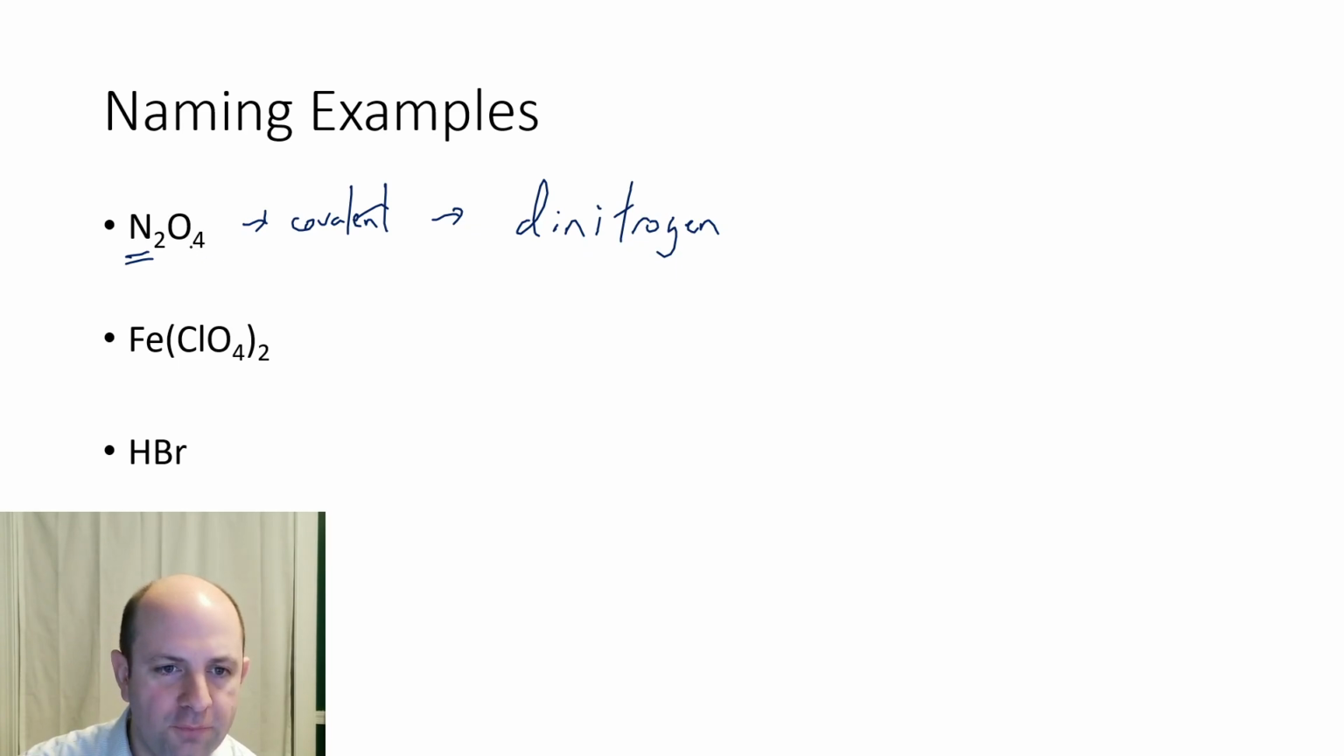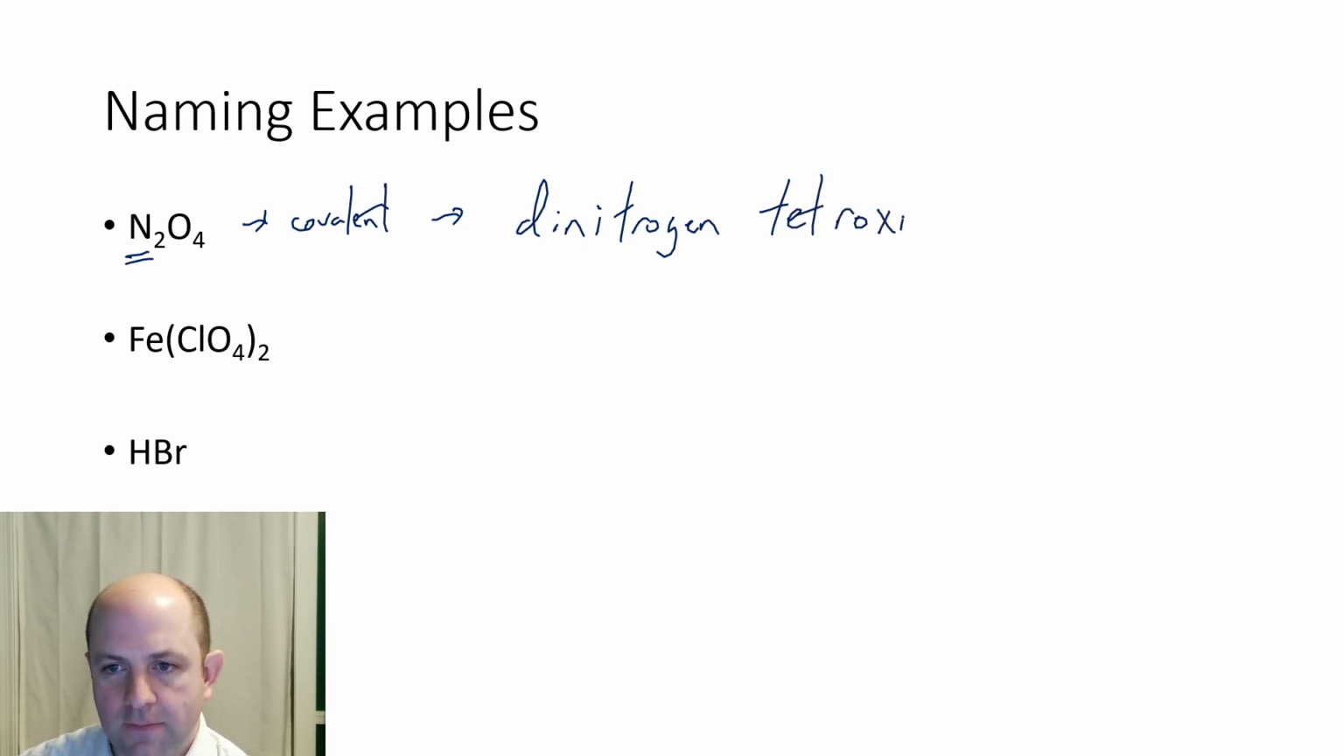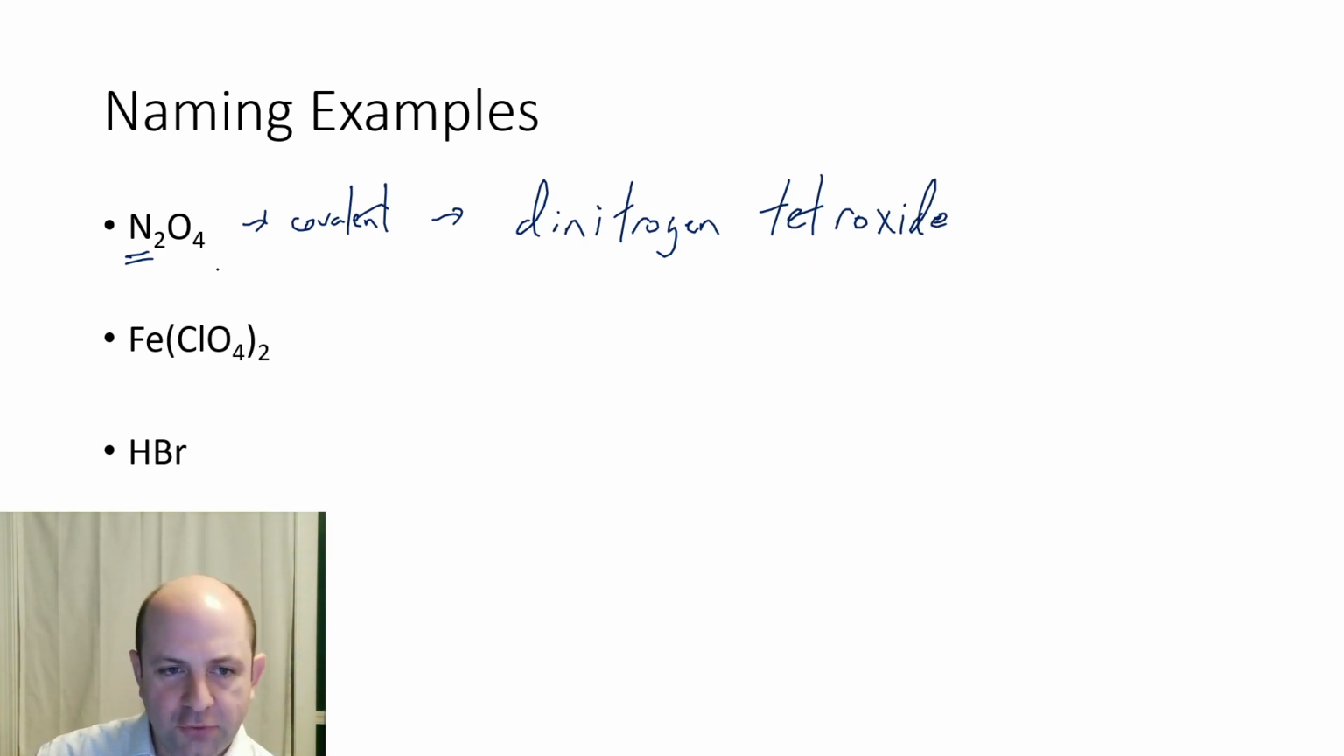And then we have O4. So O is oxide, 4 is tetra. And then there's that little abbreviation we do with oxides. We leave off the A of the prefix, so it's just tetroxide. Not tetraoxide, tetroxide. And that's it. Notice for covalent, we don't simplify if it's 2 and 4. We leave it 2 and 4.